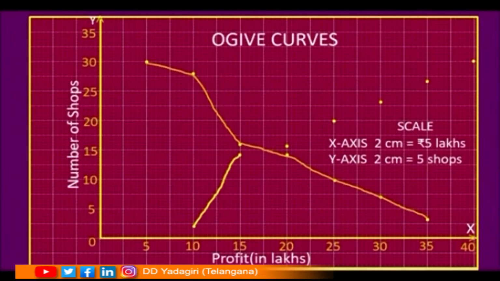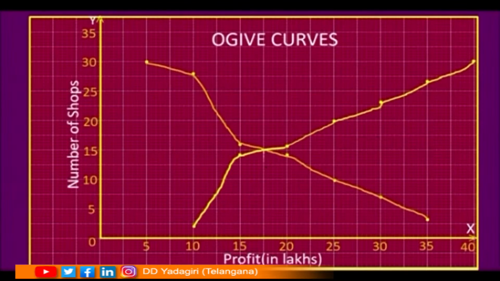Now we join them. You see that these two curves are meeting at a point. From this point you drop a perpendicular onto the x-axis. The point where it meets the x-axis is going to be the median. So the median is 17.5 centimeters. So children, you have understood the second variety of problem also.